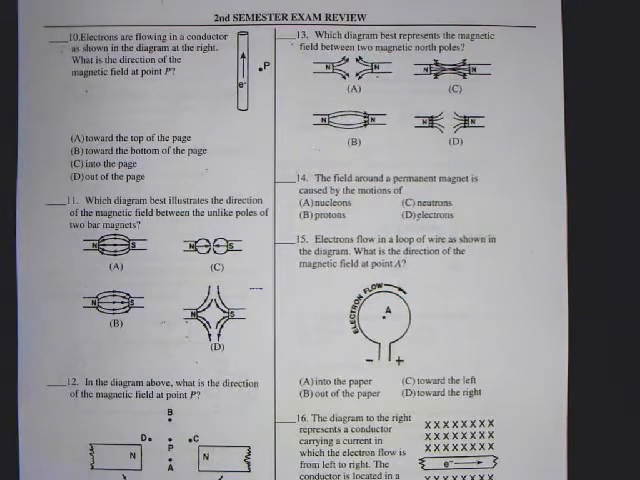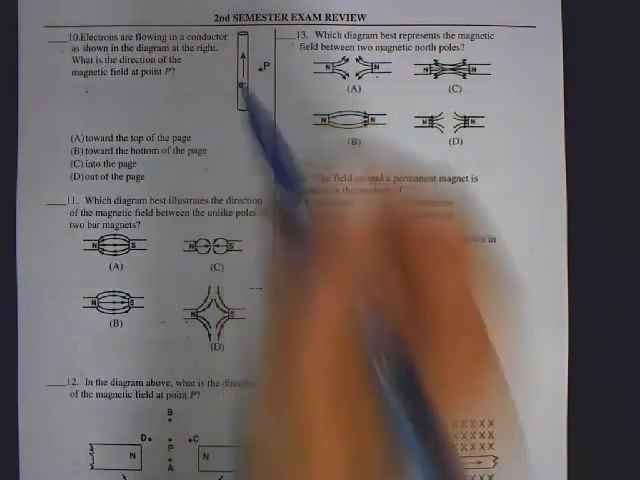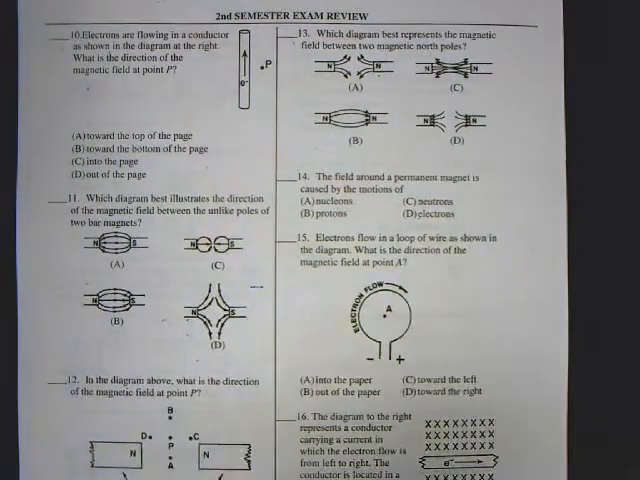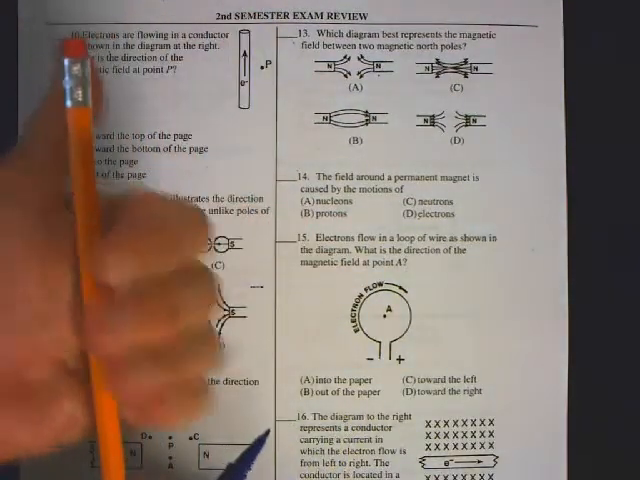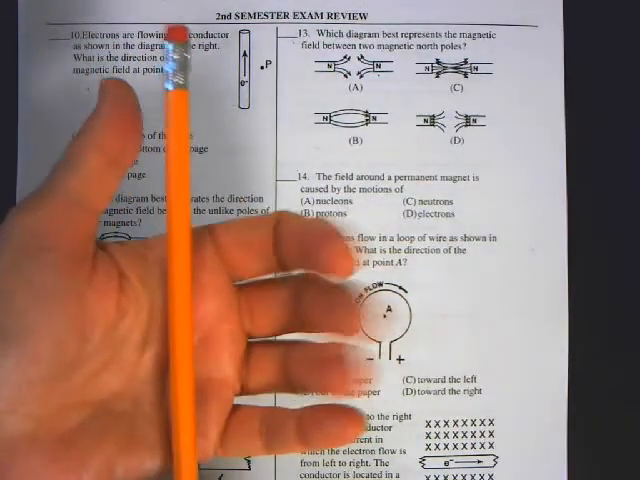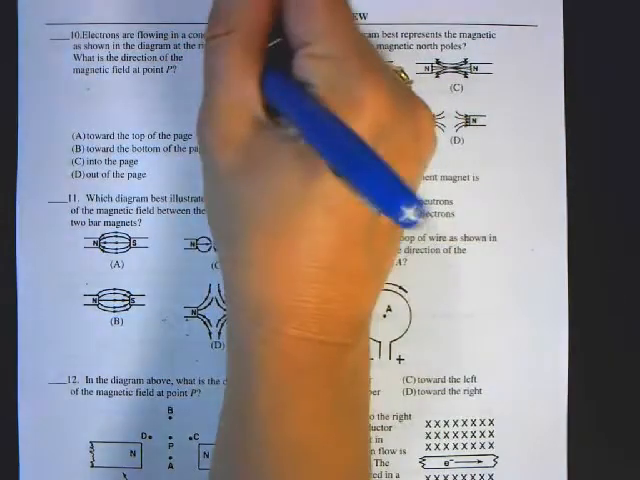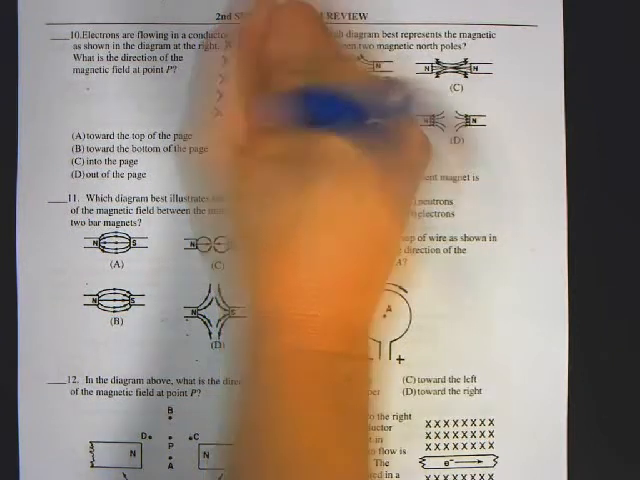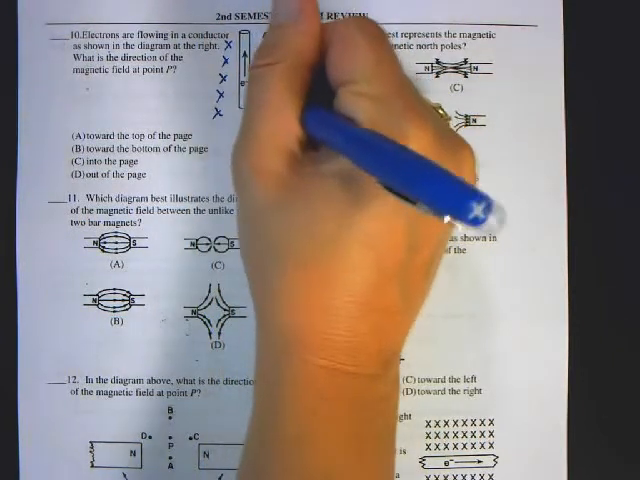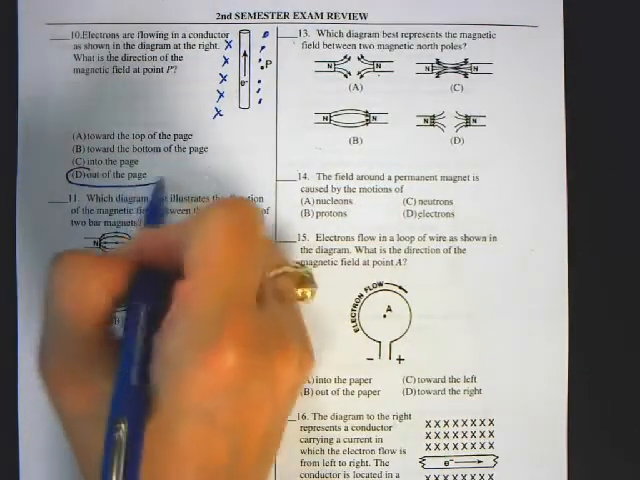electrons are flowing in a conductor as shown in the diagram at right. What is the direction of the magnetic field at point P? So again, I'm going to use my left hand, so the thumb is going to go in the direction of the current. And if you look at my hand, this part is going in, and where my fingers are is coming out, like this. Now, if I drew it with the convention that we showed, that's going in and this is coming out, we see that it's coming out at point P, so that is out of the page, D.